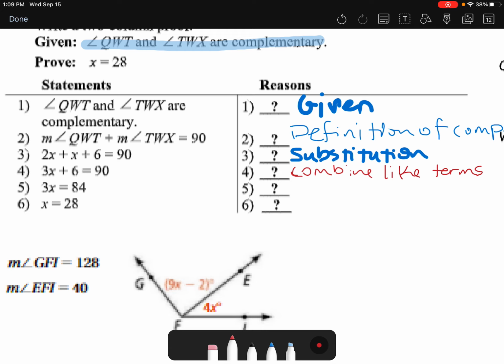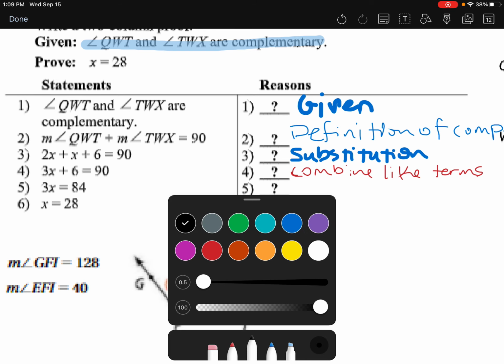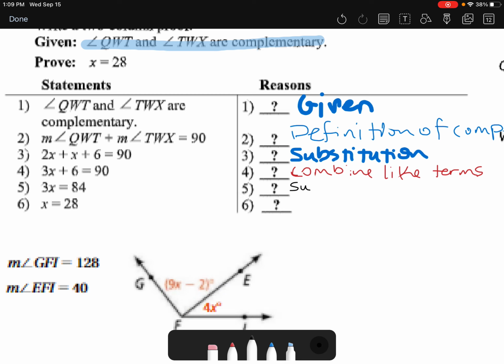Going from number 4 to number 5, we lost a 6. On the left side, we lost that plus 6, and the right side of the equation dropped by 6. So what we did, we subtracted. We used the subtraction property. And then going from 5 to 6, we divided both sides by 3. So we were using the division property.